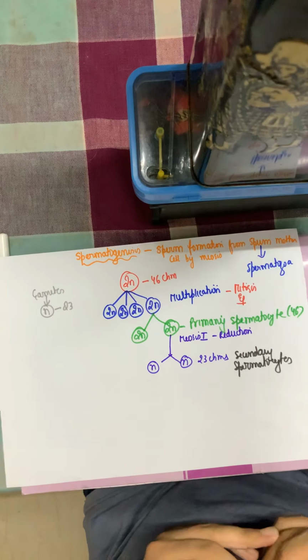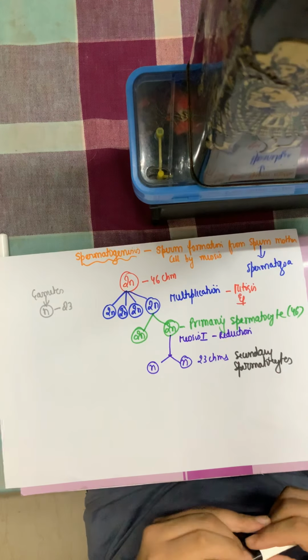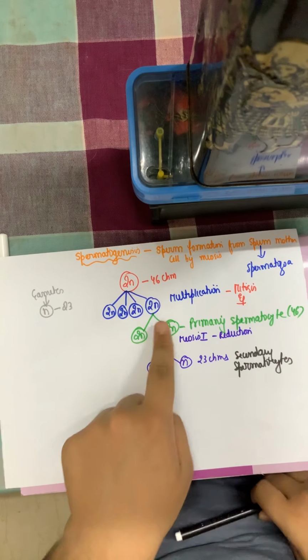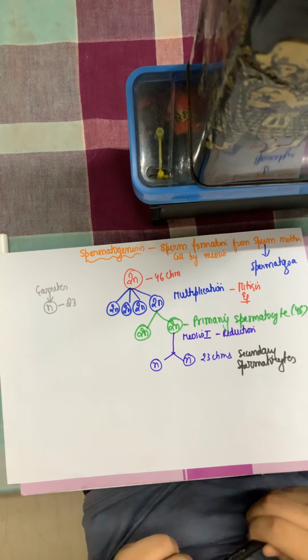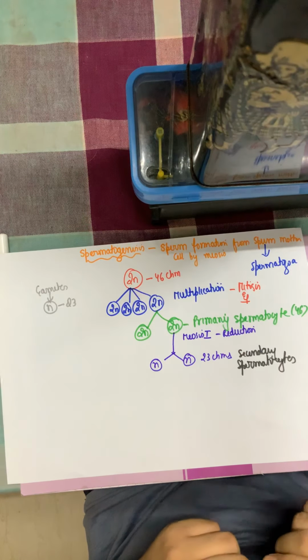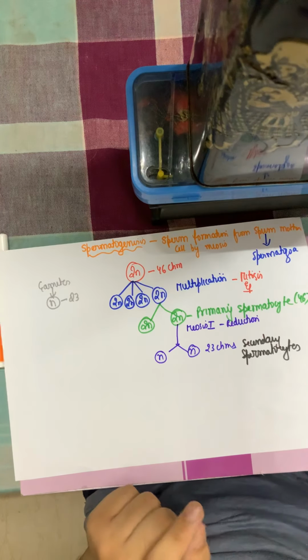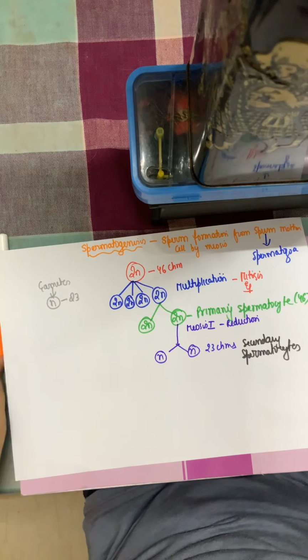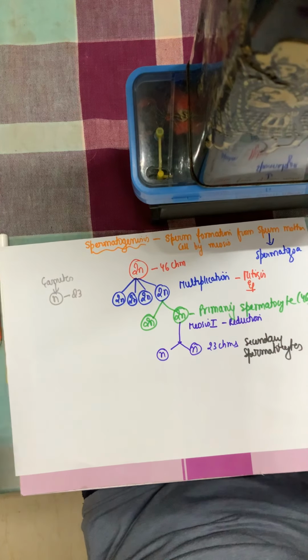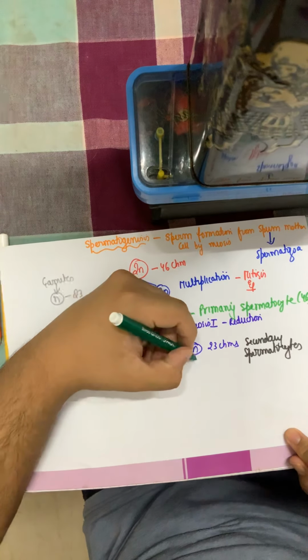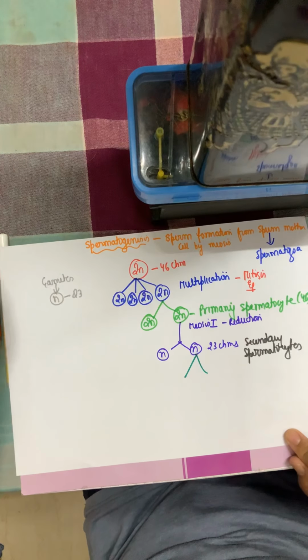So what are secondary spermatocytes? Secondary spermatocytes are haploid cells which have been formed by meiosis 1 of the primary spermatocyte. Fine. Okay. Now this secondary spermatocyte, meiosis always happens in 2 cycles, meiosis 1 and 2. Meiosis 1 has happened, so it will be followed by meiosis 2.